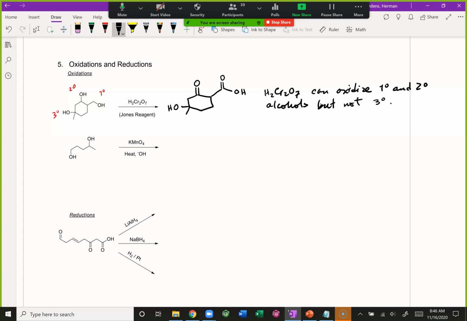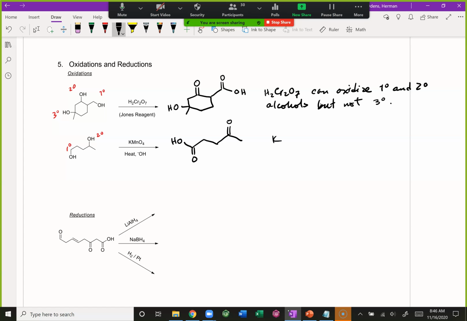Potassium permanganate in heat and OH. Here you have a primary, this is a primary alcohol, and this is a secondary alcohol. Will it oxidize both? Yes. To what? The primary turns into what? Notice that you have 1, 2, 3, 4, 5 carbons on the chain. My primary will be turned all the way to carboxylic acid, and the secondary turns into a ketone.